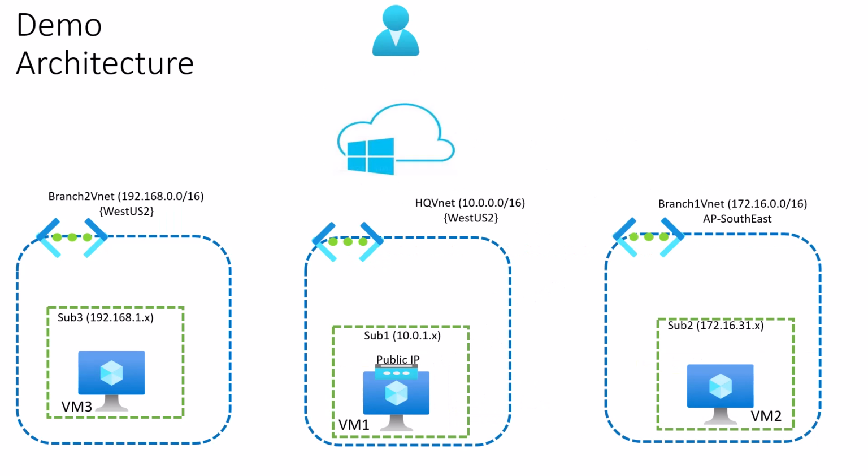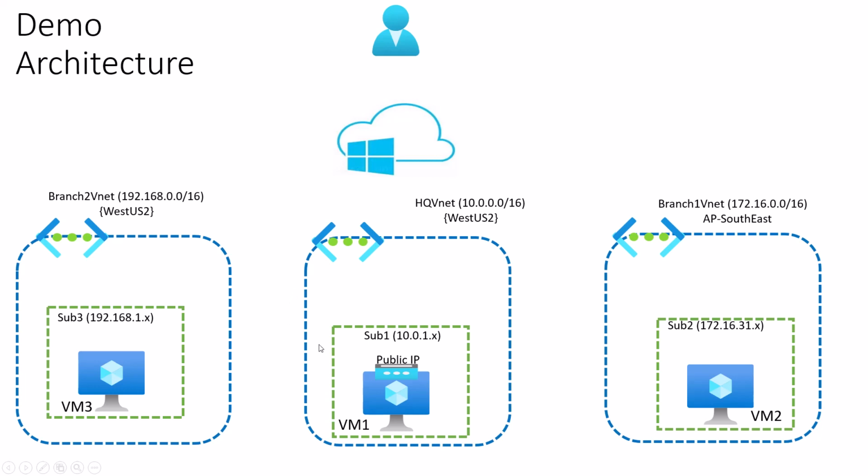So let's see what kind of demo architecture we are going to use. This is the diagram we'll use for this VNet peering demonstration. Here we have three different virtual networks. Just to keep the video short, I have kept two of these VNets ready: the headquarter VNet in West US 2, and the branch 1 VNet in AP Southeast. In the branch 1 VNet, I have also kept one virtual machine, known as VM2, without a public IP address. It only has a private IP address in the range of 172.16.31, and we'll talk about it when we go into the demonstration.